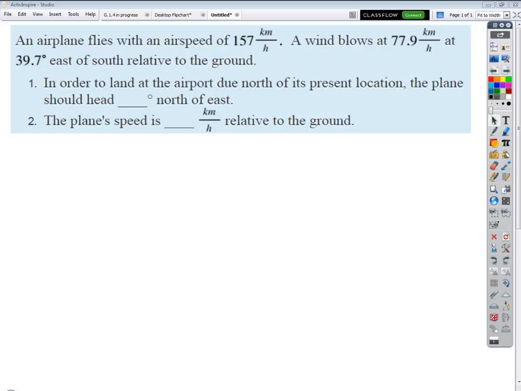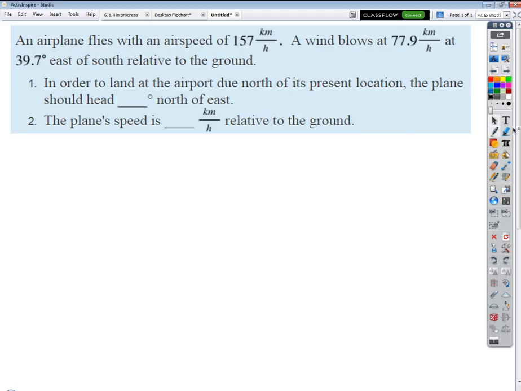An airplane flies with an airspeed of 157 kilometers per hour. Wind blows at 77.9 kilometers per hour at 39.7 degrees east of south relative to the ground. Okay? So we want to know two things. A, in order to land the plane at an airport due north, how do you steer it? And B, how fast does the plane actually end up going along that course? What's its speed relative to the ground?